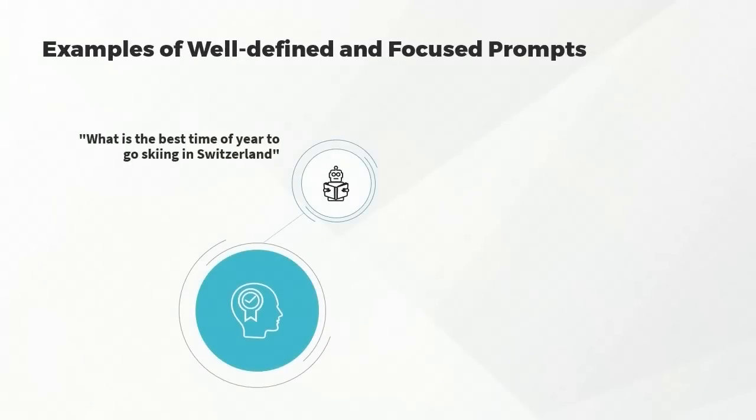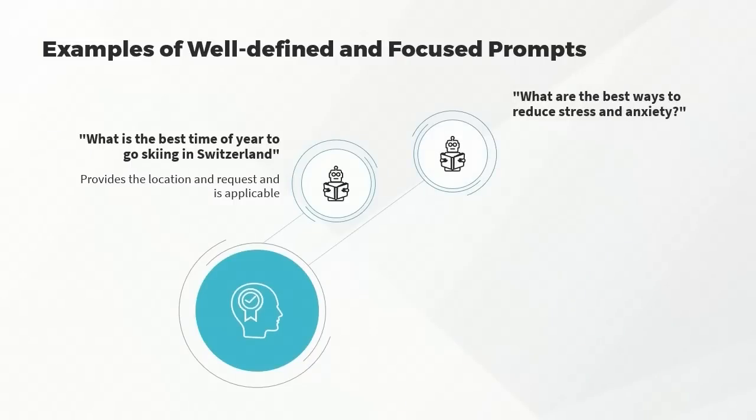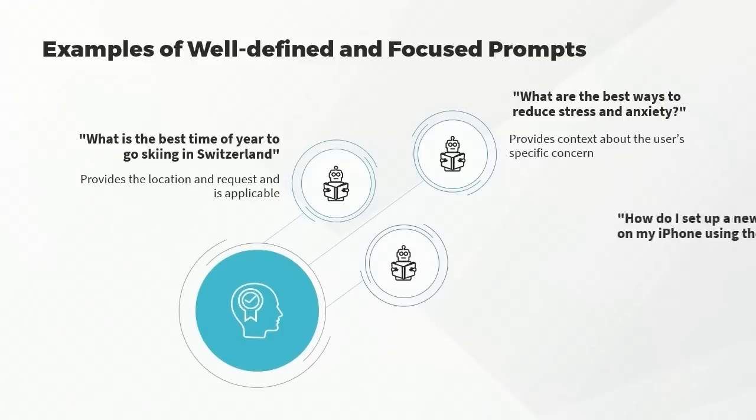To demonstrate, here are some examples of well-defined and focused prompts. What is the best time of year to go skiing in Switzerland? This prompt is clear, well-defined, and contextual, providing information about the location and request. It's also applicable to the intended topic. What are the best ways to reduce stress and anxiety? This prompt is contextual, providing information about the user's specific concern.